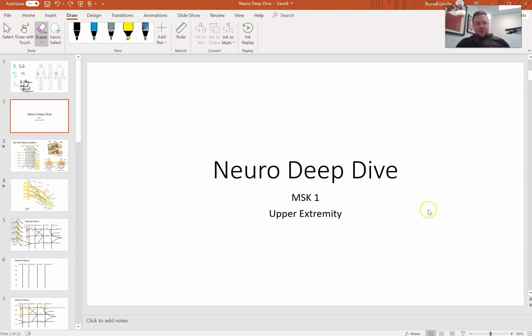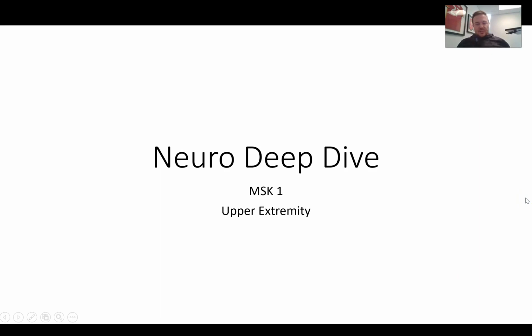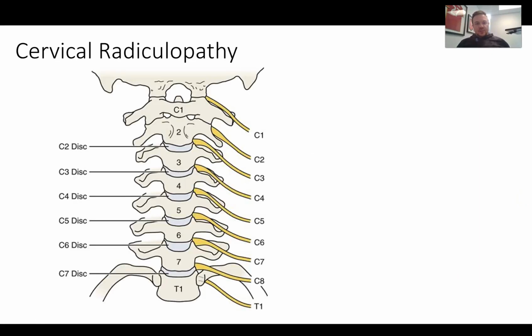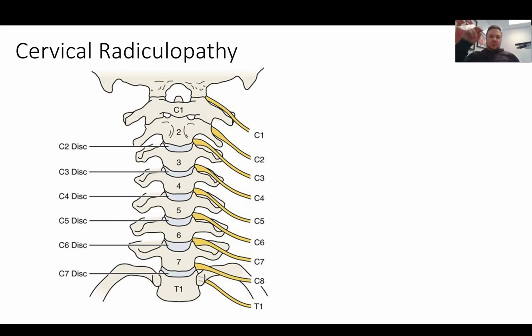So if we open up this PowerPoint here, first thing I want to do is talk to you about cervical radiculopathy. You know, when Dr. Bott and Villanueva and I are talking about this in class and how to differentially diagnose nerve-related issues, the big thing we think about first is, where is it coming from? And it's easiest to start proximal and work your way distal. Okay, so what is cervical radiculopathy?